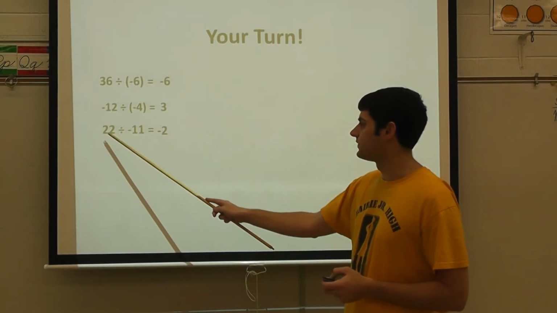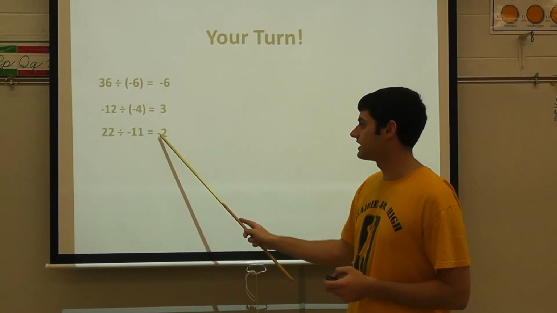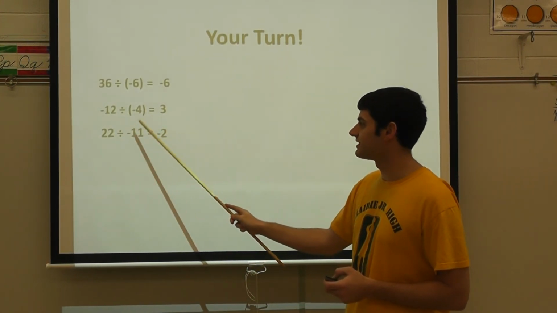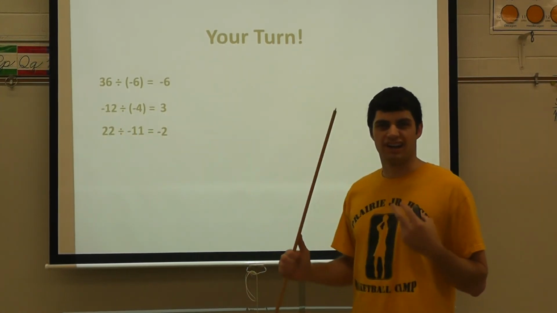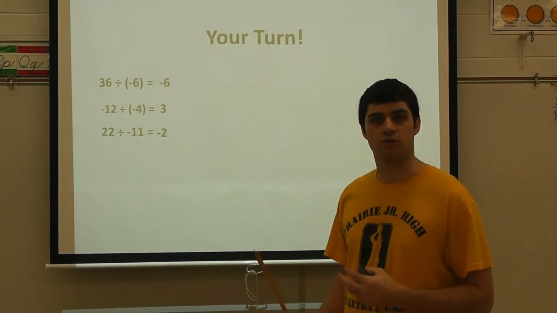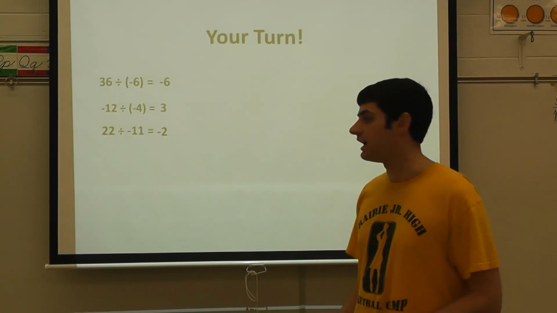And our last problem, 22 divided by 11 is 2. A positive and a negative is a negative. So, if I check it, negative 2 times negative 11 would be positive 22. Again, double checking your work is just an extra step to make sure that you guys have done the problem correctly. Sometimes you might see an error in the sign that you guys have made as you're doing this.